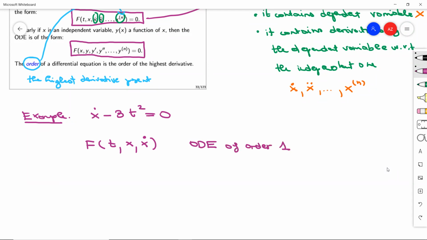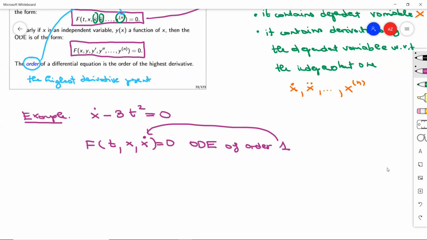because only the first derivative of x with respect to the independent variable is present. And this function is x prime minus 3t squared is equal to 0. And you probably remember from last year or from a course you've studied. Otherwise, don't worry, we will repeat everything. So how to solve such an equation?